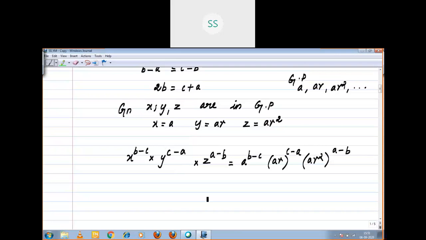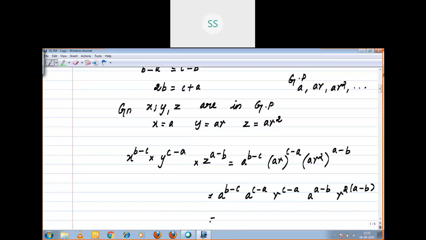Now, A power B minus C, A power C minus A, R power C minus A, A power A minus B, R power 2 into A minus B. That you are splitting. Got it children? Say yes or no? Yes.